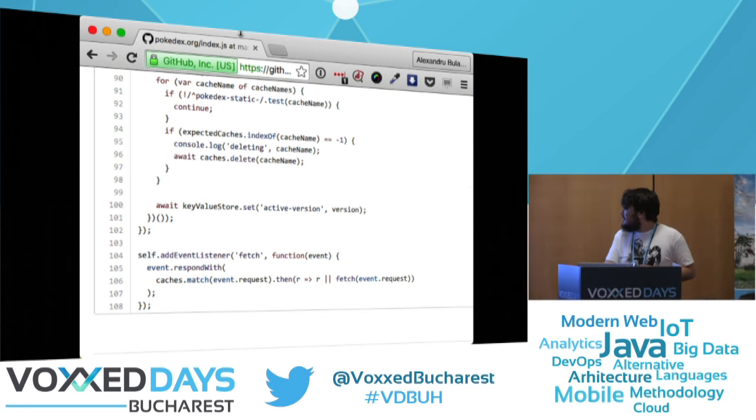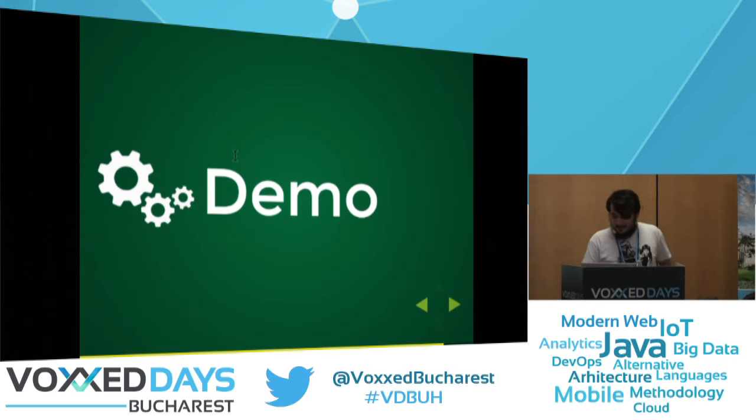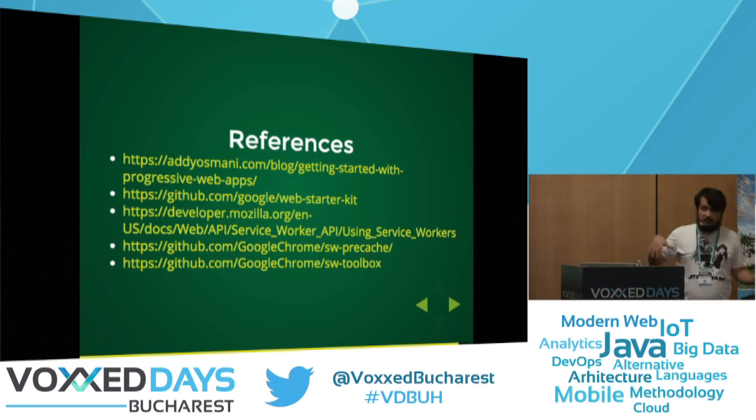OK, so let's go back to the slides. I actually finished way earlier than I expected to. I have a reference table here with a couple of articles that have been inspiration to me and a couple of projects on GitHub. For example, SW precache is a script that allows you to generate a service worker that precaches your assets at build time. And SW toolbox gives you a couple of tools so that you can build service workers for cache-first scenarios, network-first scenarios, or whatever else you need.